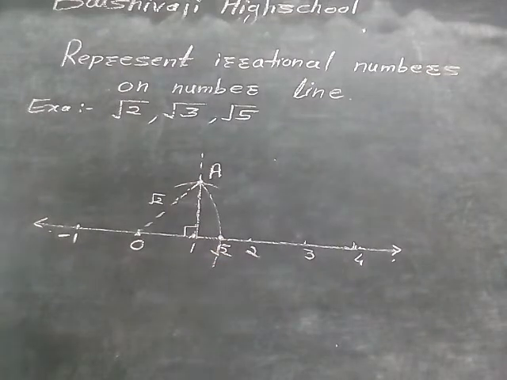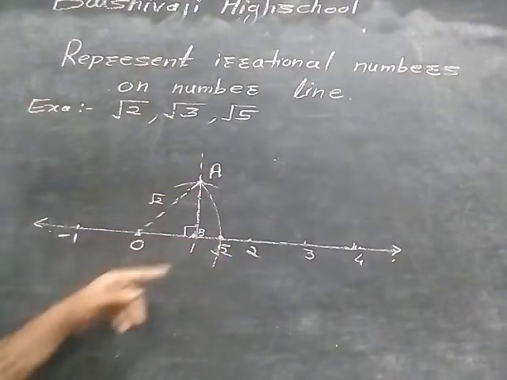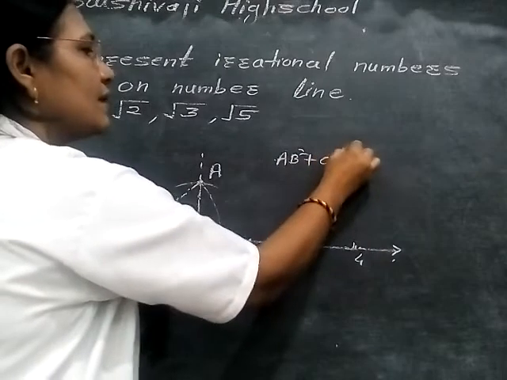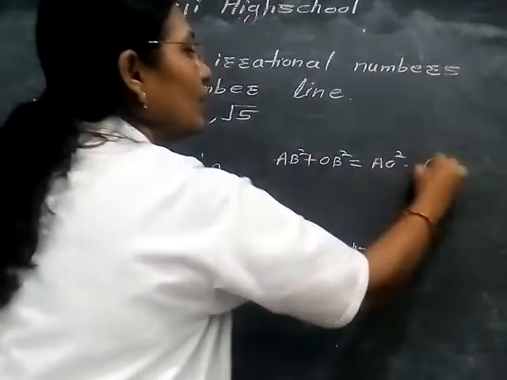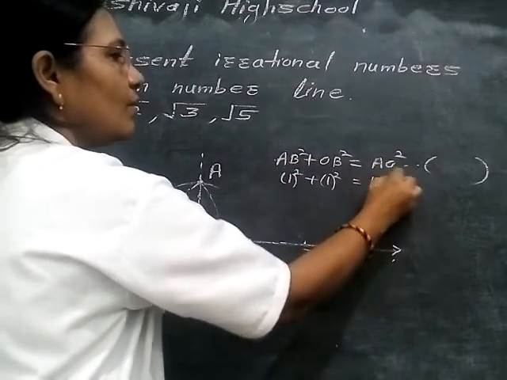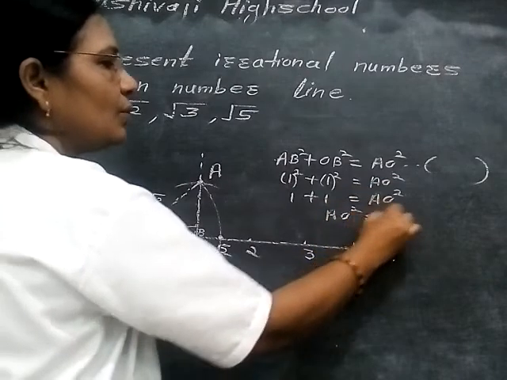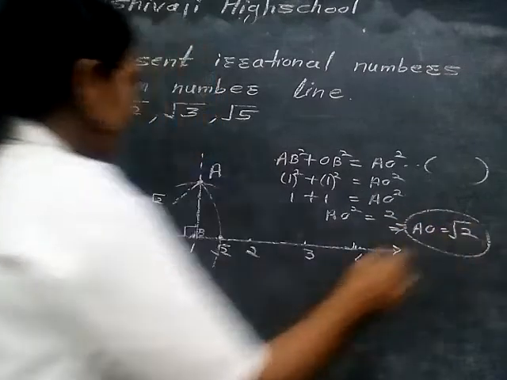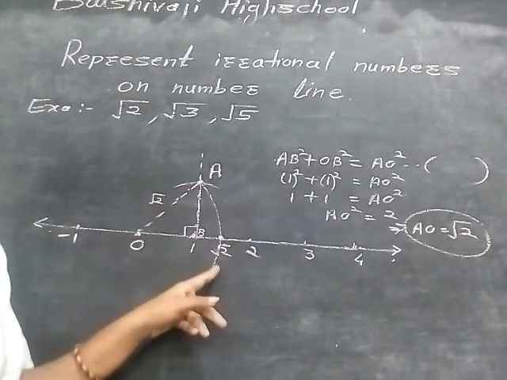If we want to verify it using the Pythagoras theorem, suppose this is point B. Now AB square plus OB square is equal to AO square. If we put the values, 1 square plus 1 square is equal to AO square. 1 square is 1, plus 1, so AO square is equal to 2. It implies that AO is equal to root 2. This distance AO is root 2. In this manner we can verify this distance is root 2 and we represent root 2 on this number line.